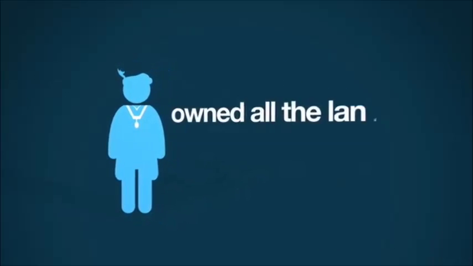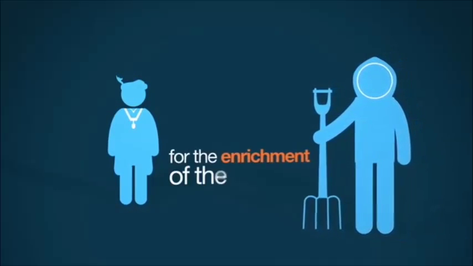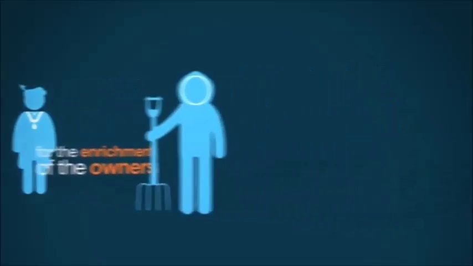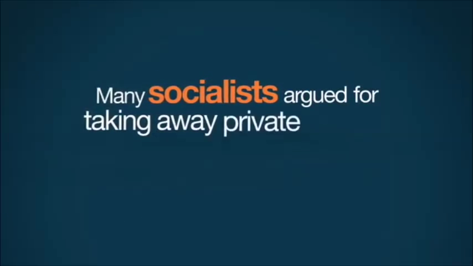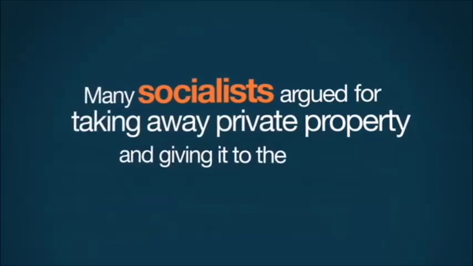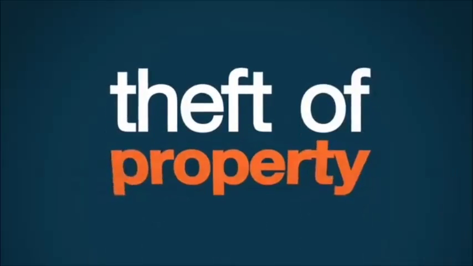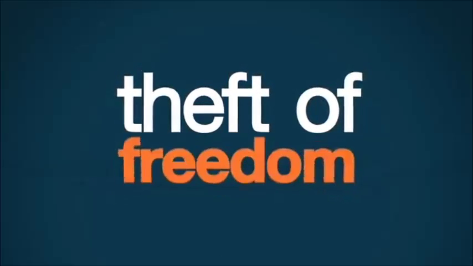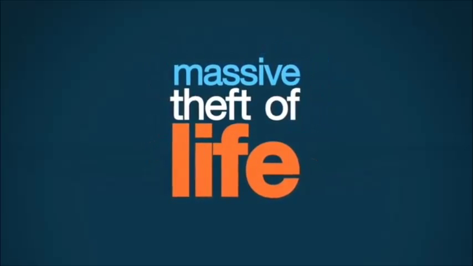In the ancient and medieval world, a few rich people owned all the land, and the majority of the population worked on that land for the enrichment of the owners. And then, in 19th century Europe, many socialists argued for taking away private property and giving it to the quote-unquote people. Where that advice was followed, in what came to be known as the communist world, theft of property quickly resulted in theft of freedom and ultimately massive theft of life.